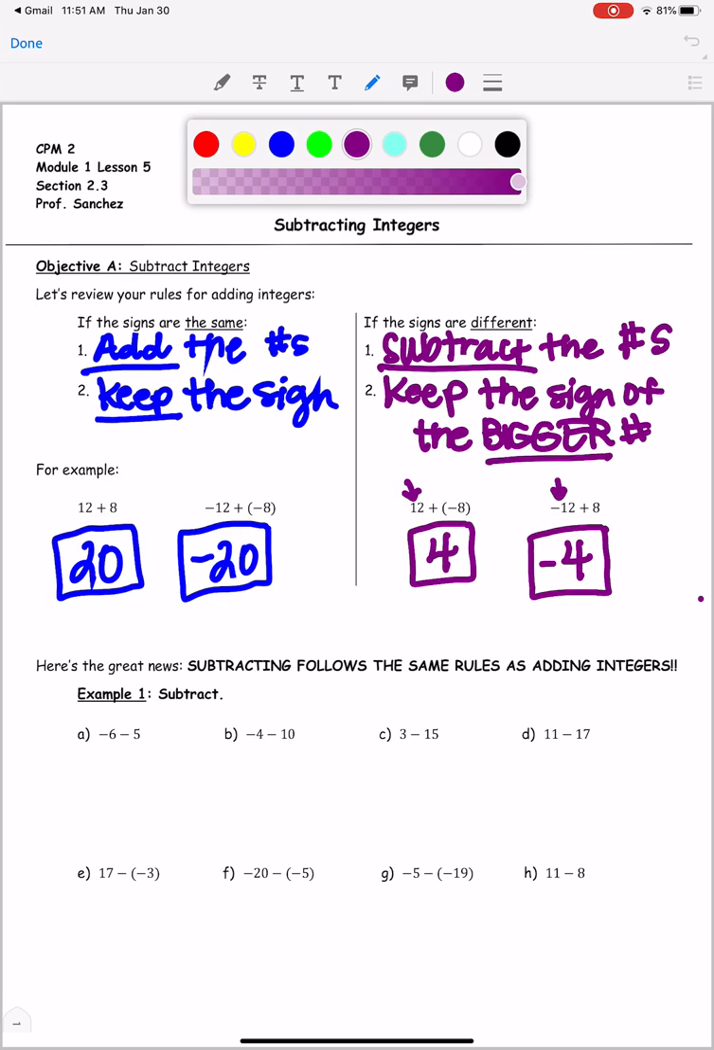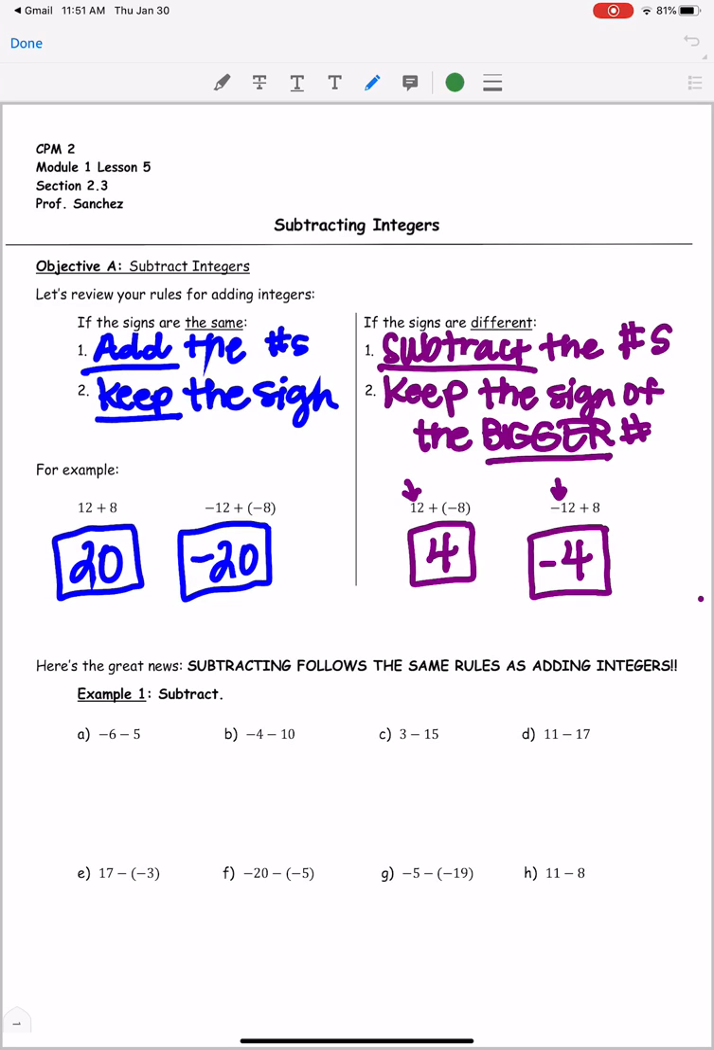Well, here's the good thing about adding and subtracting. Subtracting is going to follow the exact same rules as adding. So I am still using, if the sign is the same, we're adding and keeping. If the signs are different, we're subtracting and keeping the sign of the bigger number.